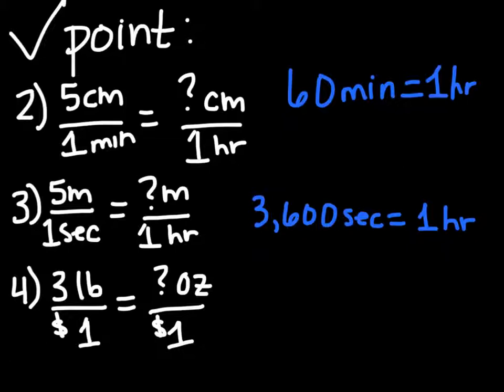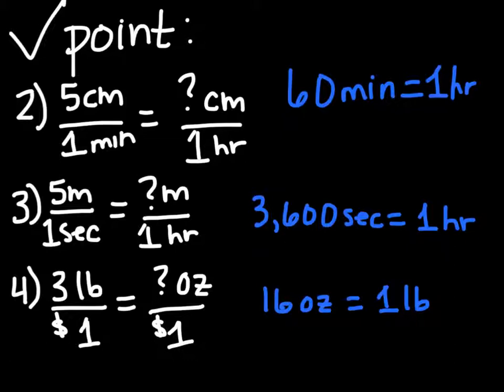Finally, we have 3 pounds for $1. So how many ounces for $1? This one you probably don't know. There are 16 ounces in 1 pound. So you can use that information to create your conversion factor.